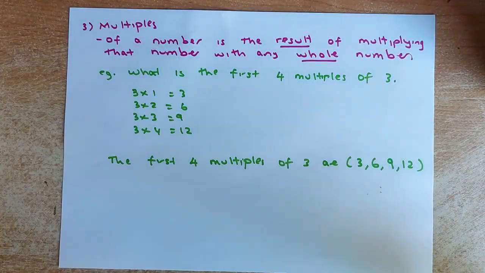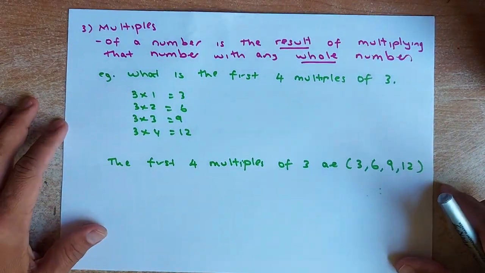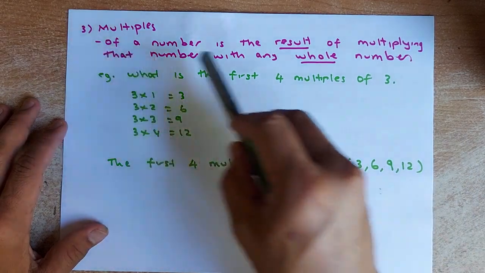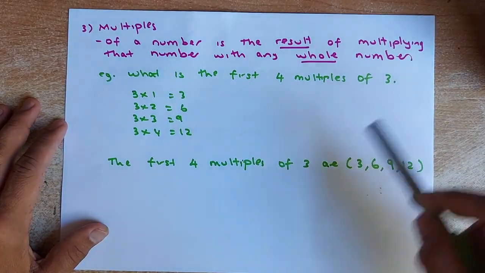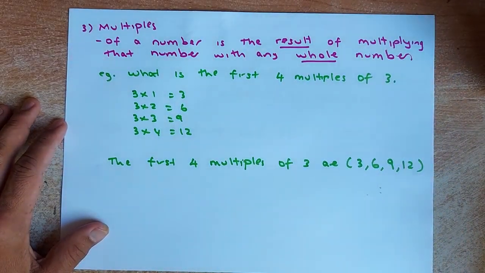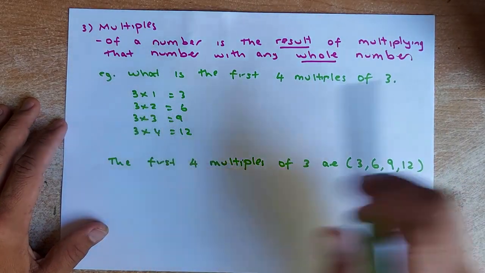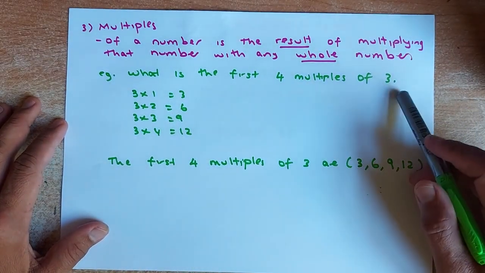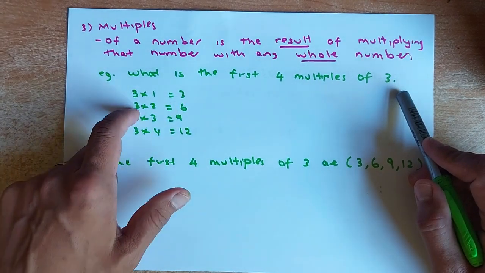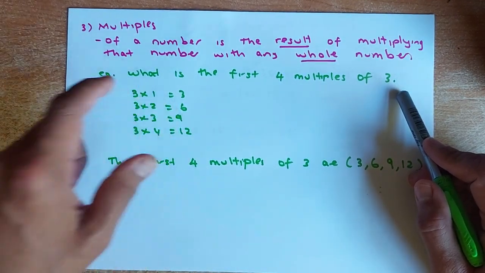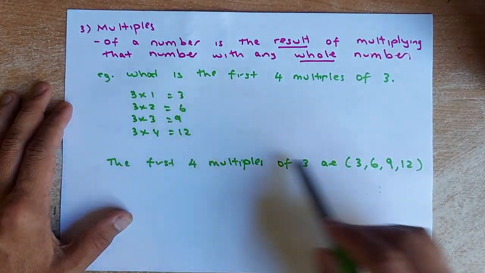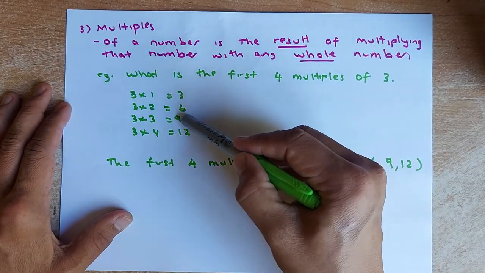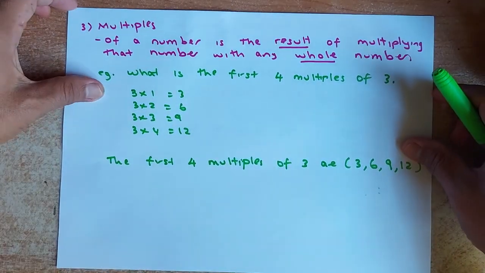The next topic is called multiples. Most people get confused between factors and multiples, so listen carefully. So multiples of a number is the result of multiplying that number with any whole number. So you normally start with 1, 2, 3, 4, 5, and so forth. So for example, if the question asks you what is the first 4 multiples of 3, you multiply 3 by 1 is 3, 3 by 2 gives you 6, and so forth. So they want the first 4 multiples, so you multiply 4 times. So the first 4 multiples of 3 are going to be 3, 6, 9, and 12. That's simple, isn't it? Good.